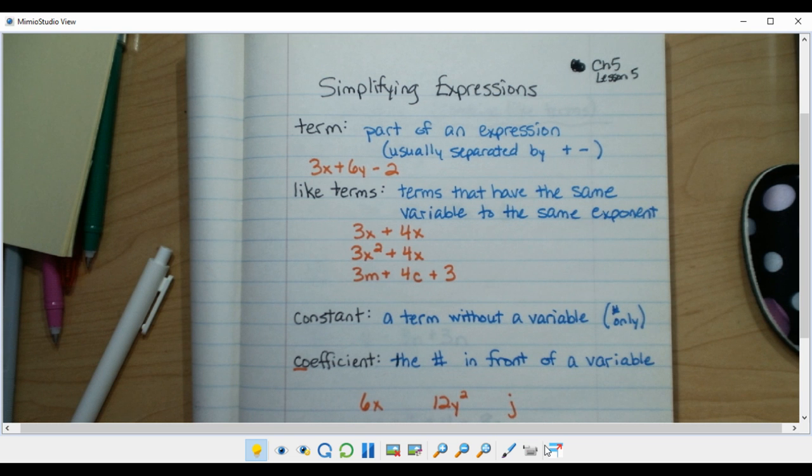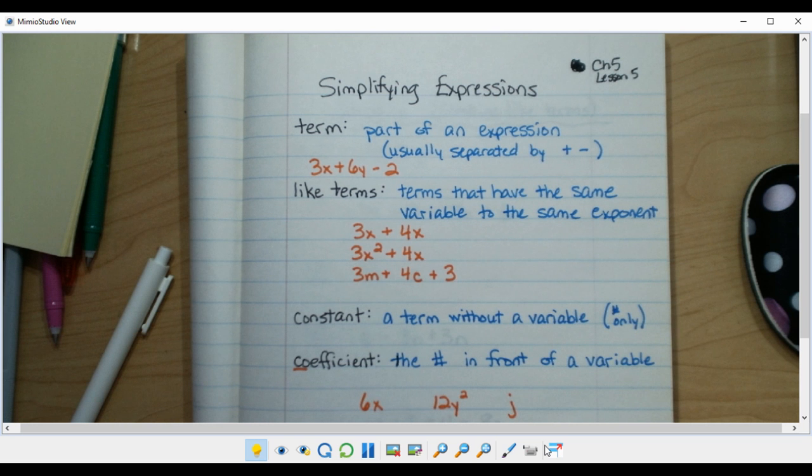Remember, expressions do not have equal signs, but we like to call it combining like terms, and I'll talk about what that means in a minute. So, first of all, some vocabulary. You need to be very, very comfortable with what each of these things are. Some of it is new, some of it is not new. We've talked about it a little bit already this year.